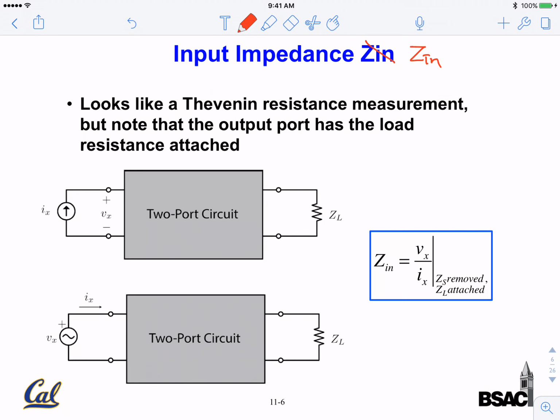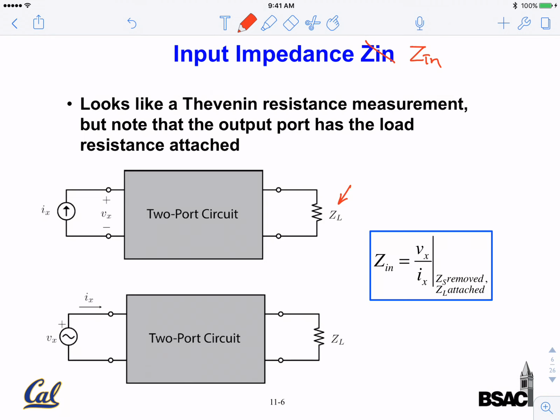So the systematic way, or a definition, of finding input resistance is very similar to what you use to find the Thevenin equivalent resistance of a 1-port circuit. Here we will attach the load, because when the source sees the circuit, the effect of the load is also seen by the amplifier circuit. So we attach the load.